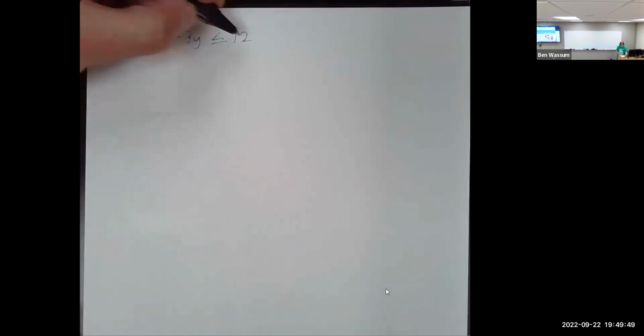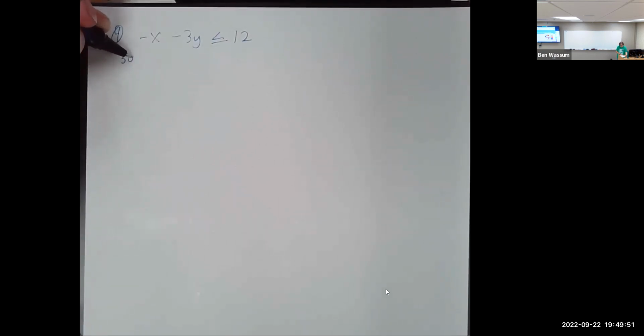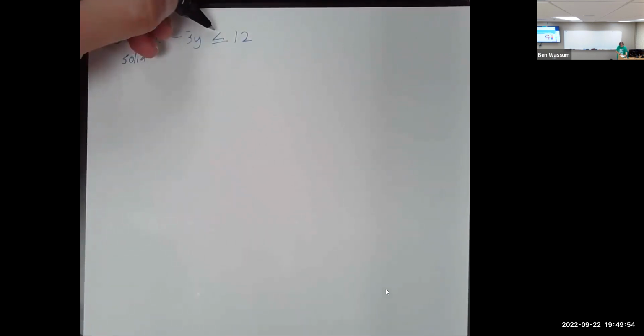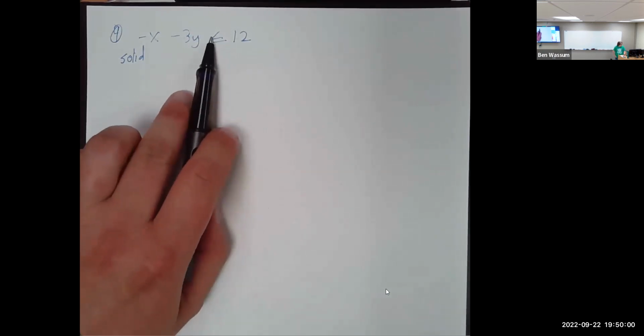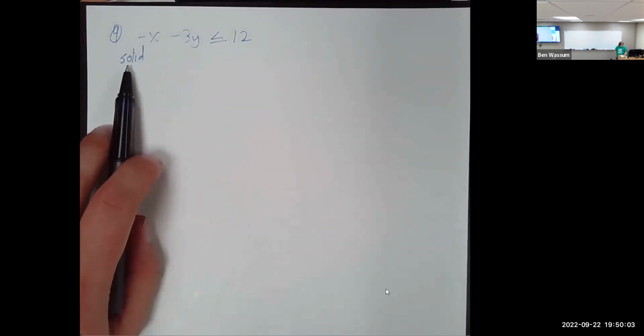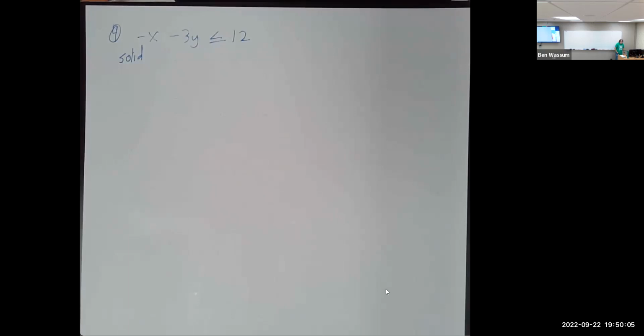One more. We have negative x minus 3y is less than or equal to 12. So that is definitely going to be a solid line because we have the less than or equal sign, right? Anytime you have this bar underneath, we're going to have a solid line. All right. So again, I like to do the slope and intercept, so that's what we're going to do.